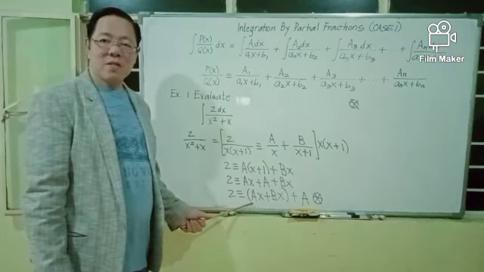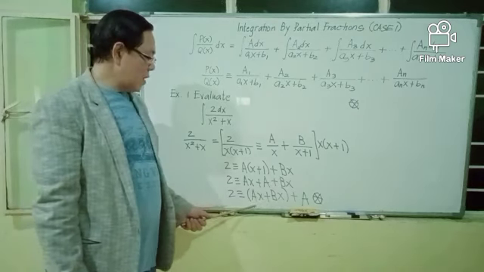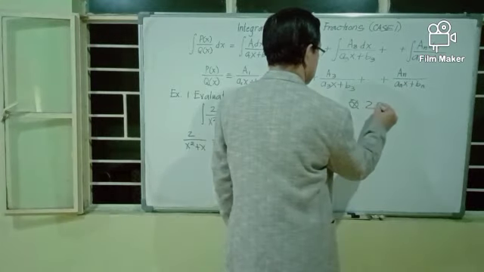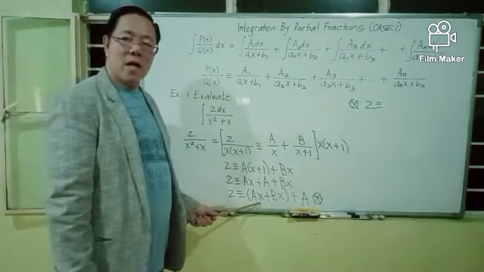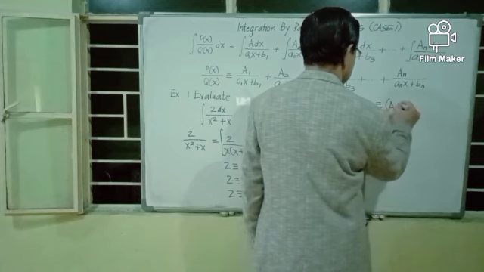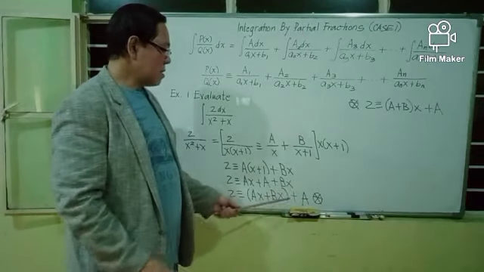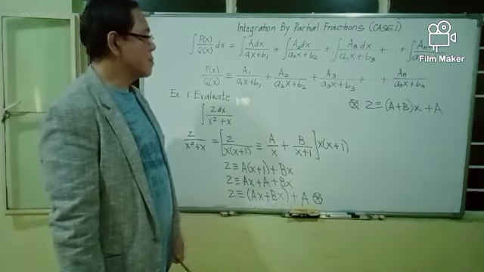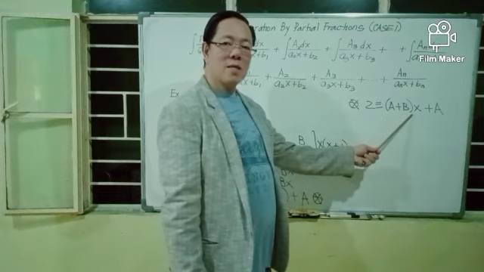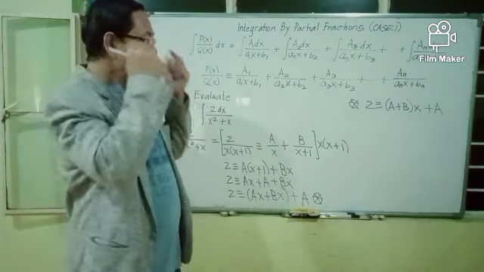After grouping the like terms, the terms with x, we factor out the common factor x from ax plus bx. Now 2 is equivalent to, if you factor out x, you will get a plus b multiplied by x. Plus the constant term a. If you multiply a plus b by x, you get a multiplied by x, ax, plus b multiplied by x, bx, which is ax plus bx.